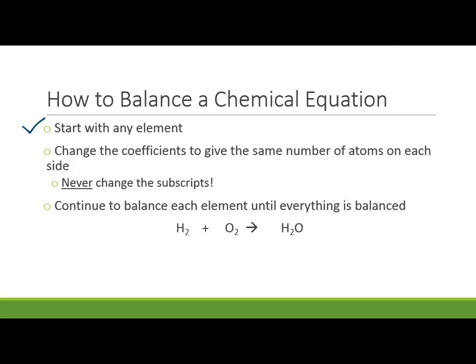The next thing you're going to do is count how many of each of those elements you have.